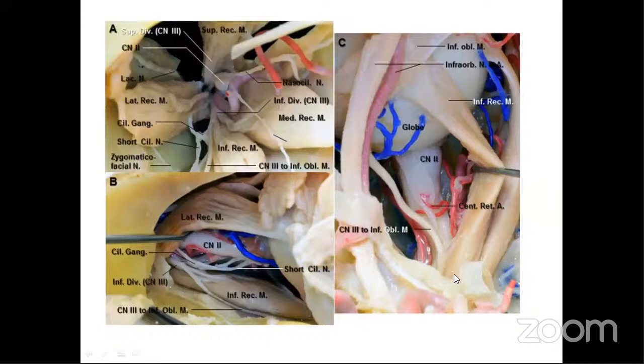This is the inferior lateral view here in the B picture. We can see this is inferior lateral because we can see the lateral rectus and inferior rectus muscles, both of them with the optic nerve inside. Here we can see the inferior division of the oculomotor nerve, which is supplying the inferior rectus muscle, and then we have a superior division which is supplying the lateral rectus muscle.